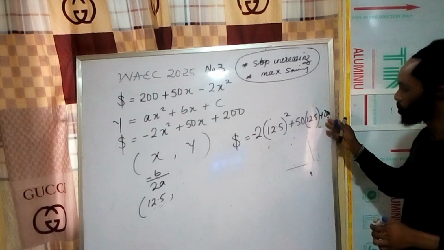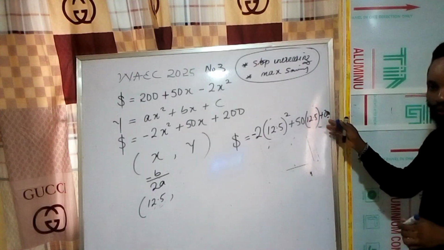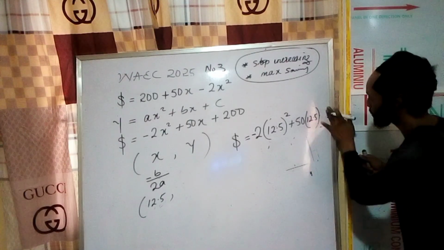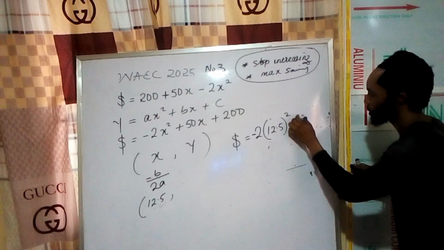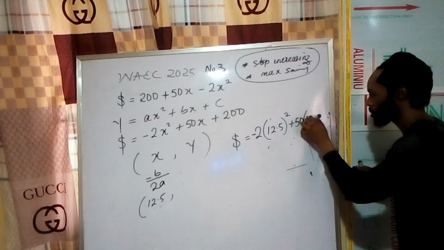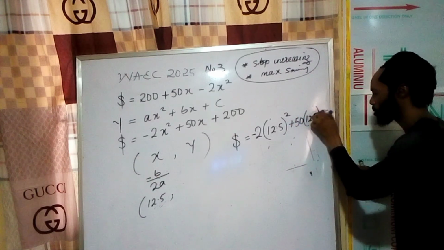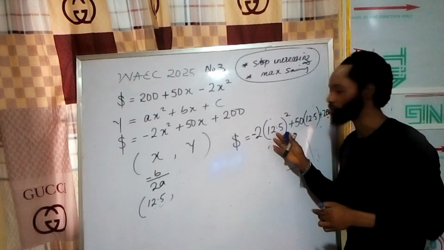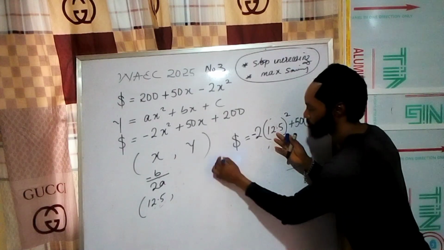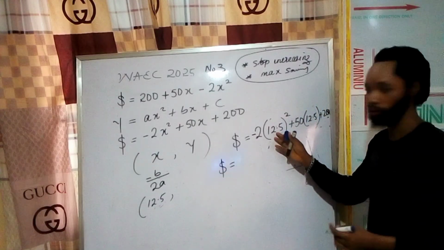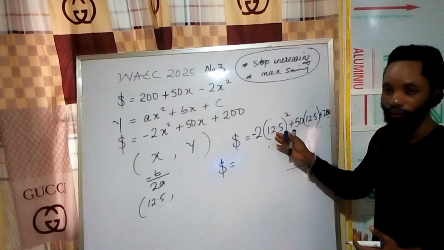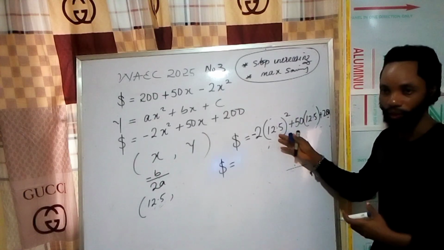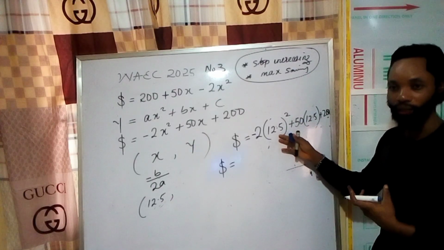Can you see from here? I wrote the 200 here. This is 50 into 12.5 plus 200. Now, 12.5 times 12.5, what do we have? Let's have it.